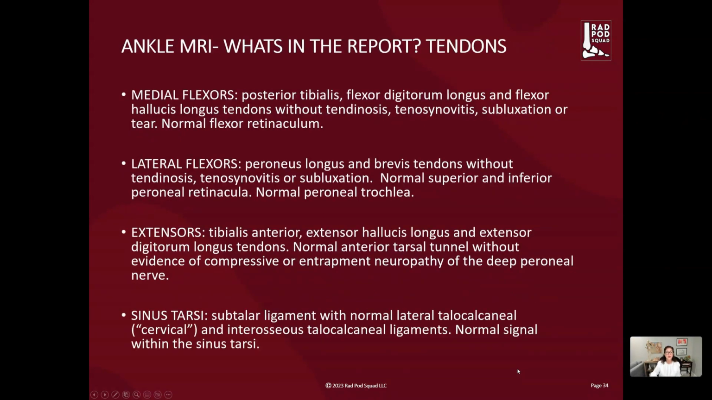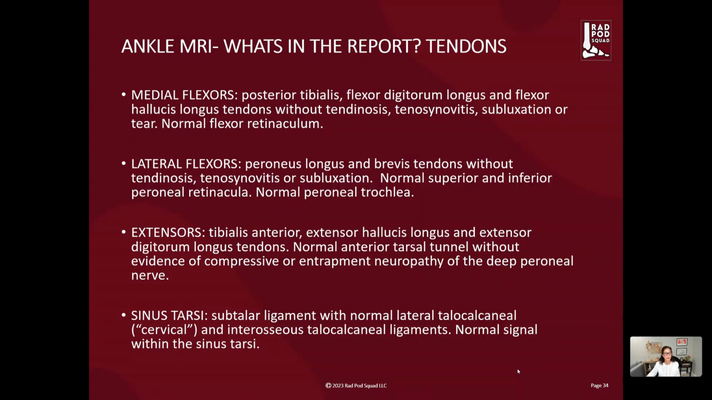The tendons, we are going to come in on the medial flexor tendons, each one individually, all of the posterior tibial, flexor digitorum, flexor hallucis, whether or not there's tears, tendinosis, are they subluxed? What about the flexor retinaculum? Is that intact? You can count on these reports to have lateral flexor tendon pathologies outlined. We'll always want to take a note about the longus and brevis, whether or not there's a tear or if it's subluxed. We want to assess the superior peroneal retinaculum on every case, whether or not there's a normal peroneal trochlea, another important part.